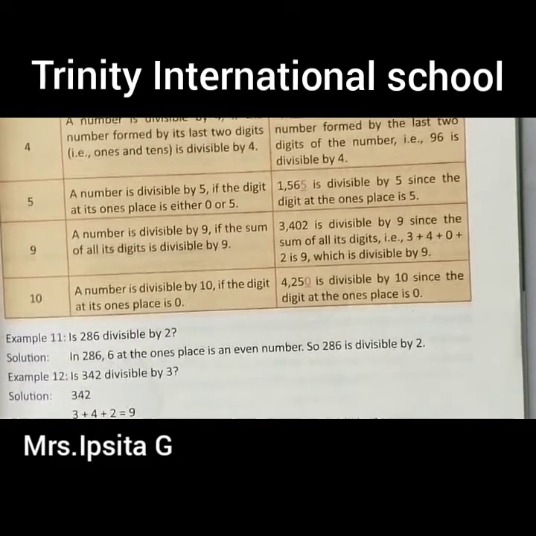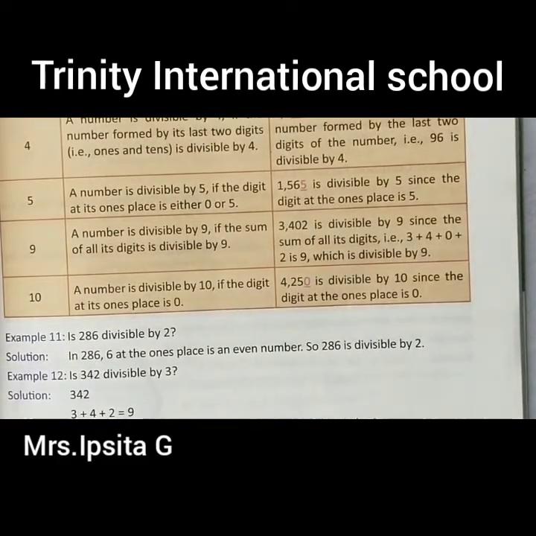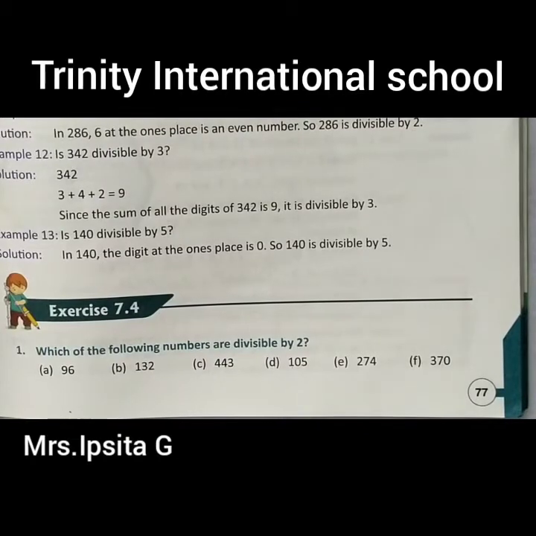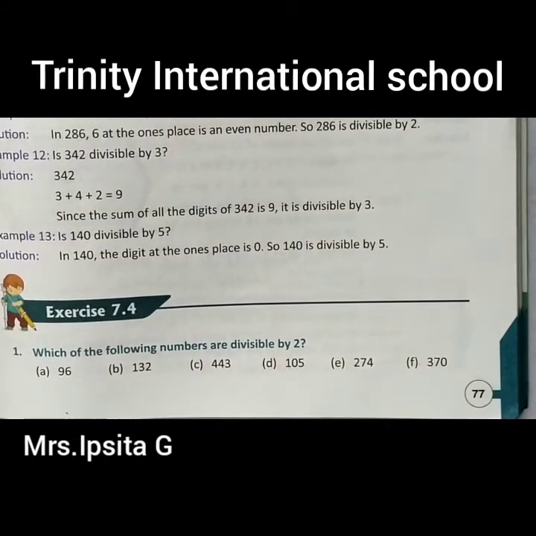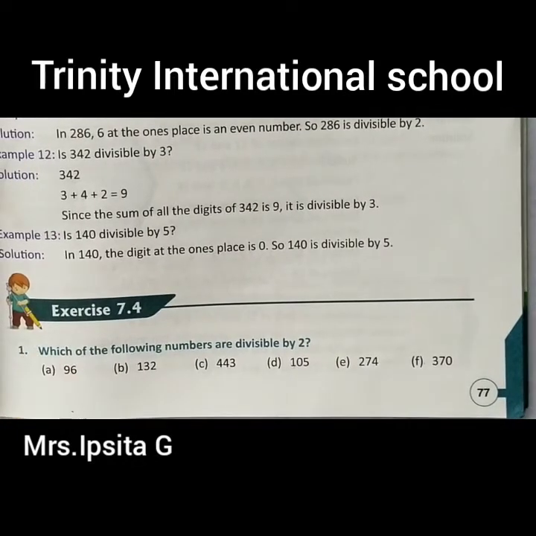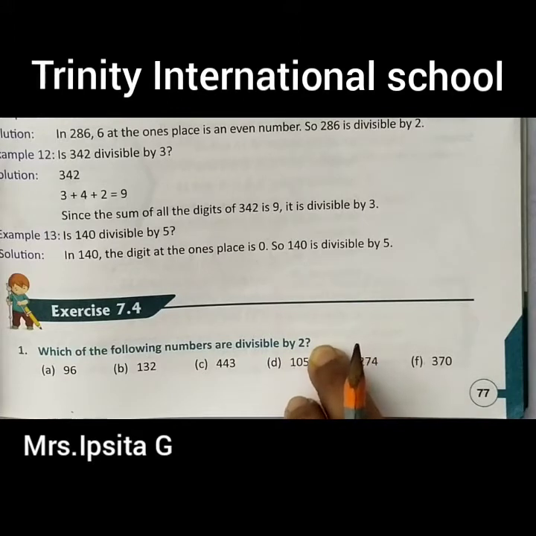Okay, so like this we have to follow the rules and find out by which other numbers the given number is divisible. Okay, so as we go through the exercise we will come to know. Now students, we have to go for exercise 7.4 where you have been given as the first question: which of the numbers are divisible by 2?